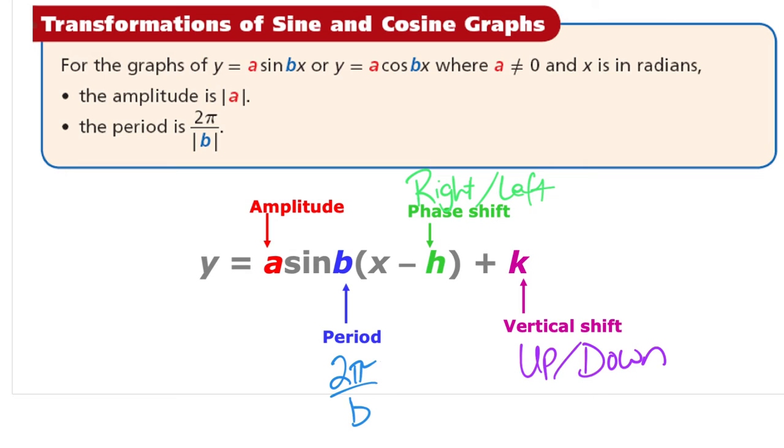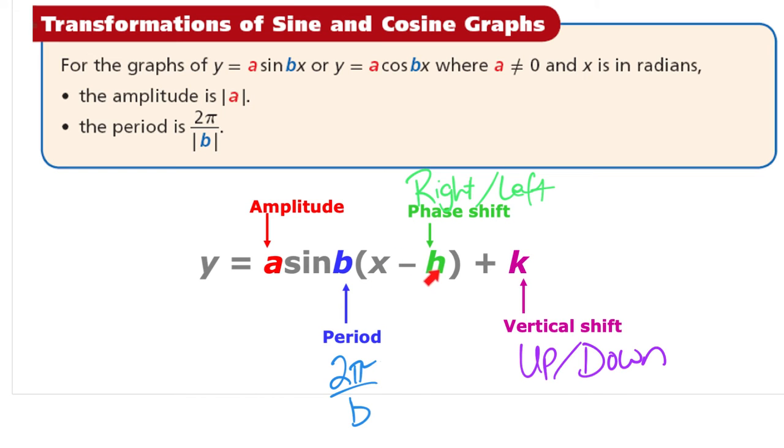So looking at different ways we can transform the graphs of sine and cosine, the amplitude in your equation is always going to be the number that's multiplied out in front of sine or cosine. For the period, you're going to use b right here. Now, the period is not actually b. The period is 2 pi divided by b, whatever that number is.